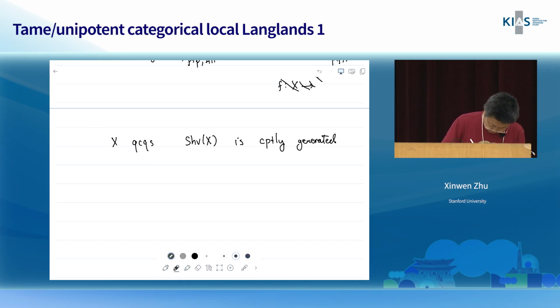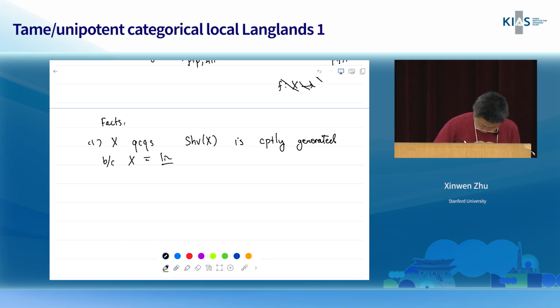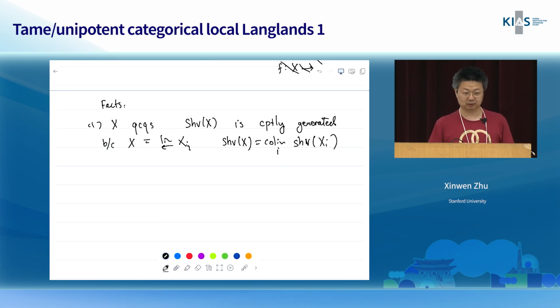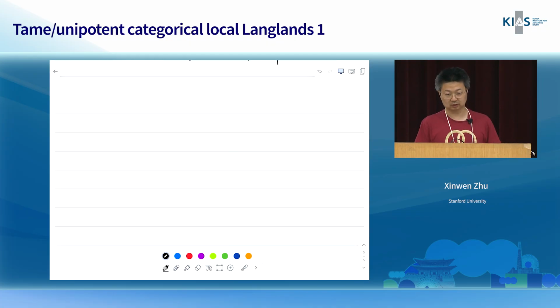Facts, maybe you write this. Because X can be written as an inverse limit of finite type things, sheaves on X is just the colimit of sheaves on Xi. And each one is by definition the ind-completion of constructible sheaves, so it's by definition compactly generated. And if you have a colimit of compactly generated categories, the colimit is compactly generated.